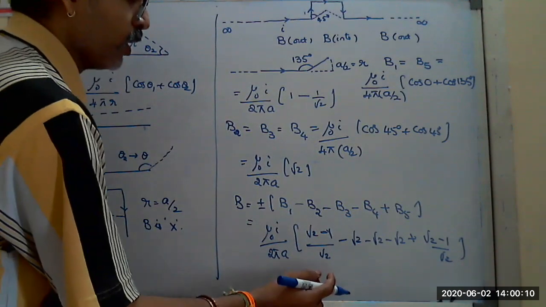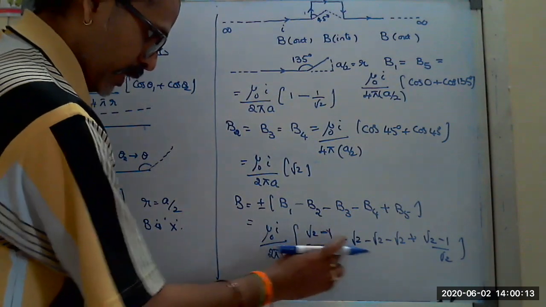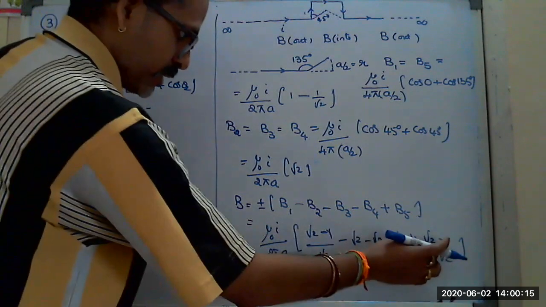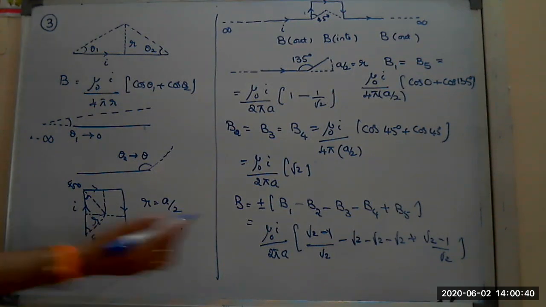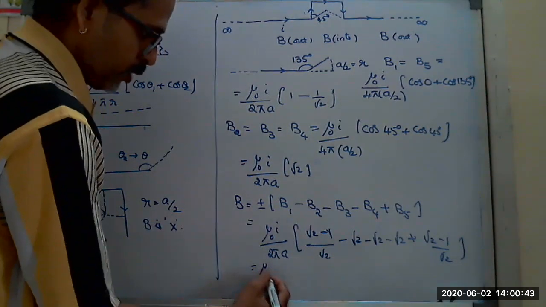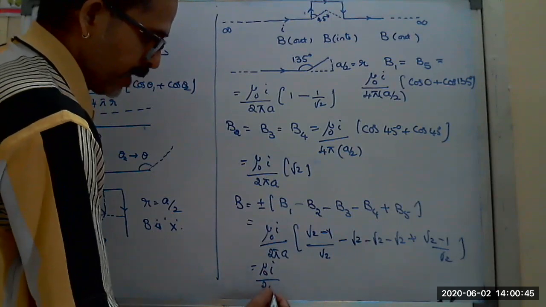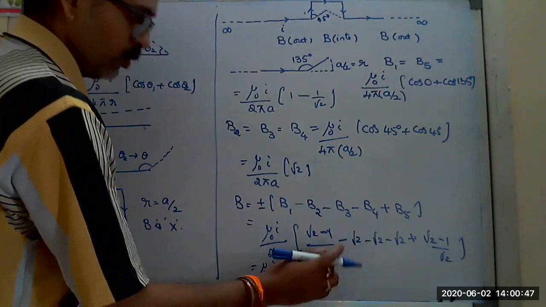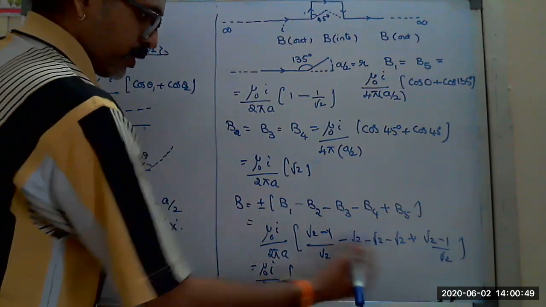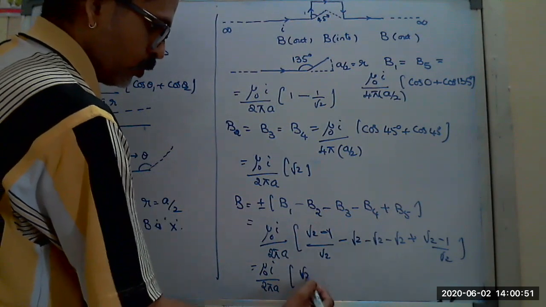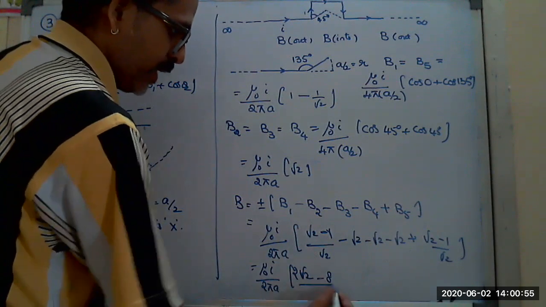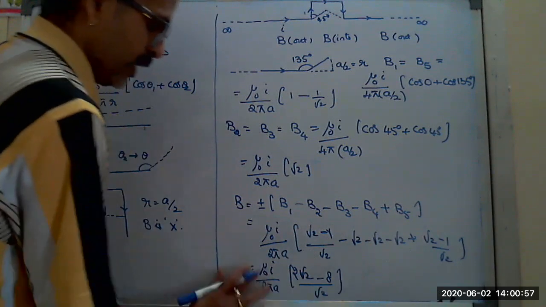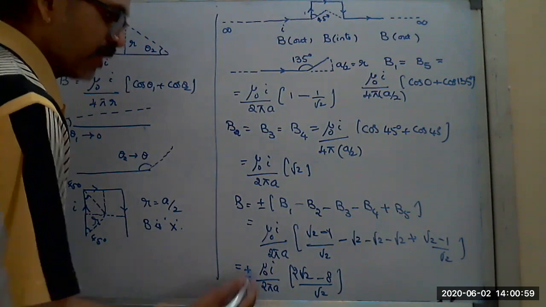Here you will get minus 6, minus 7, minus 8. So altogether you are getting mu naught I by 2 pi a into root 2 root 2, that is 2 root 2 minus 8 by root 2. Either plus or minus, depending upon the direction.